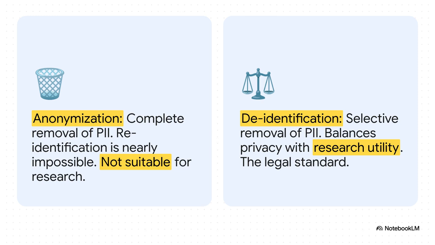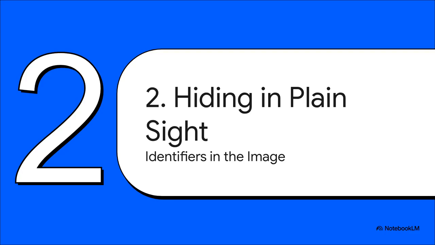It's more of a balancing act. They remove the obvious stuff, the direct identifiers, but they keep the useful scientific data. And that trade-off? That is key to this whole story. But the identifiers we're all used to thinking about, like names and IDs, they're only one part of the puzzle. The real challenge today is the information that's basically hiding in plain sight, right inside the image itself.